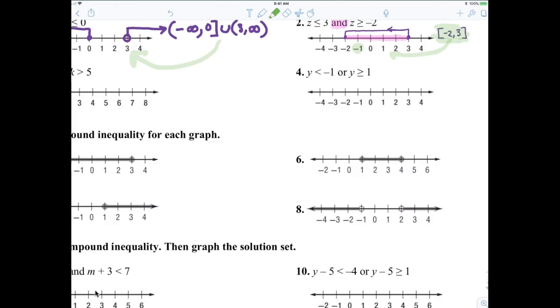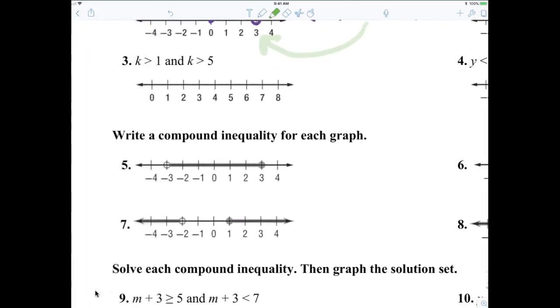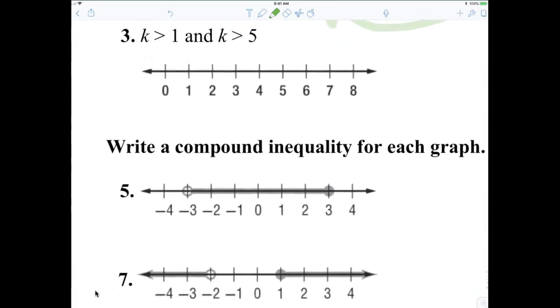And you did brackets because of the sign, because it was equal to. The bracket is for equal to. The parentheses is when there's not an equal to. All right? So let's talk again. All right, number 3.